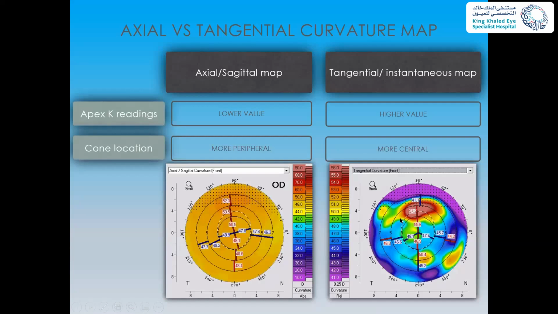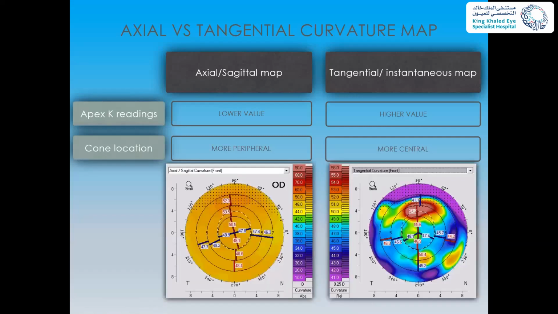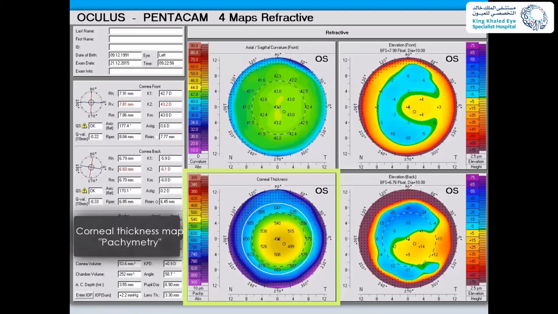So in summary, as I said on the previous page, it is used for poor visual fixation, eccentric fixation, large angle kappa, eccentric graft, and pellucid marginal degeneration. Otherwise, don't use these tangential maps. Okay, so this was about the maps.